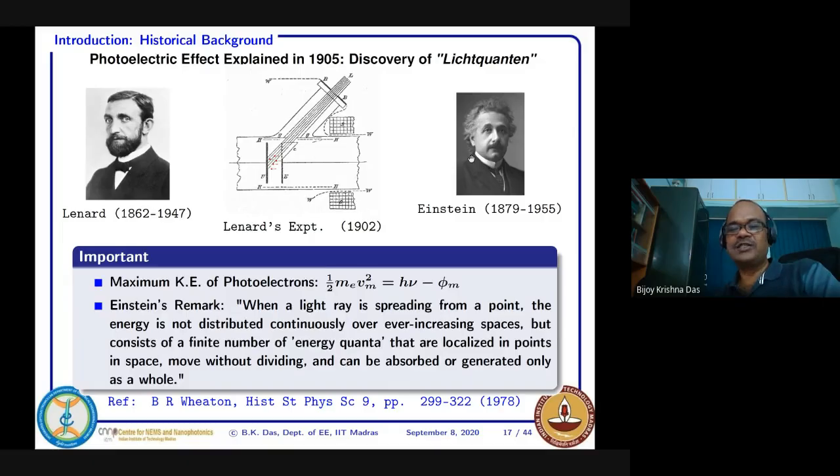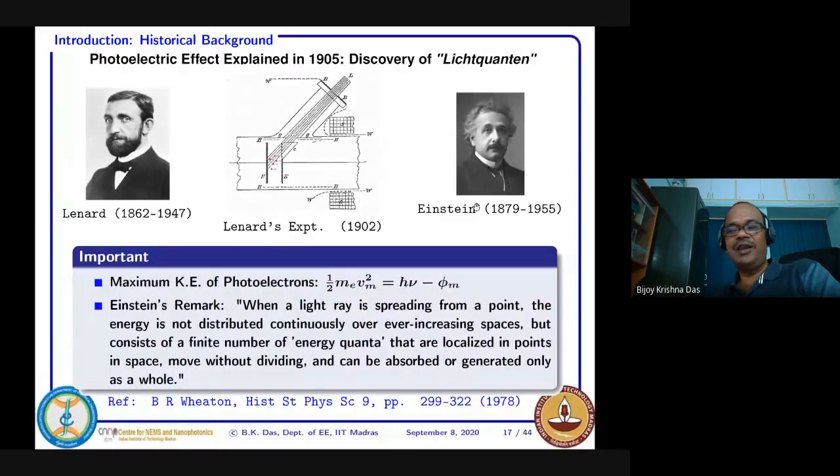Then this Einstein, great Einstein of that time, he actually observed. He was presenting at a conference, and Einstein was there, and he noted it down, and he said that whatever the results are coming out, that can be expressed like this. This is electron mass and velocity, and that can be written as h nu minus phi m, and that h is nothing but whatever Planck introduced, that h.